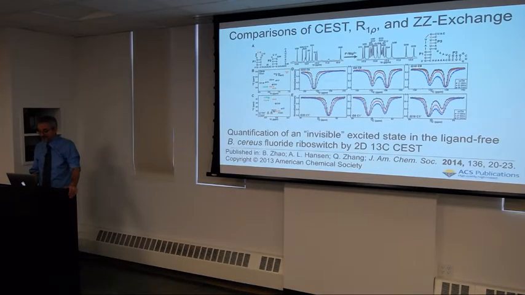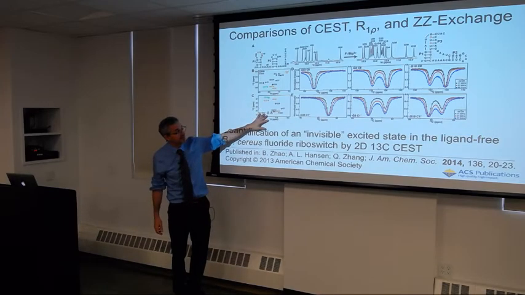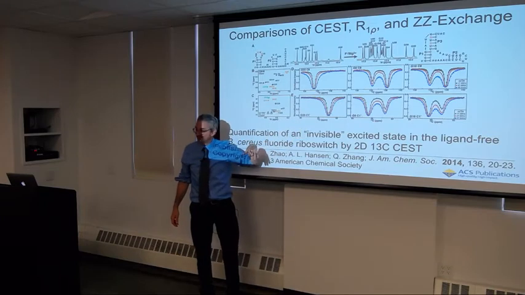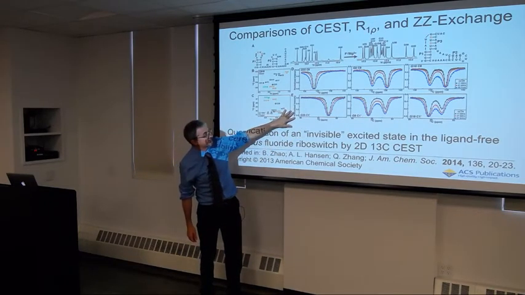Here's a nice paper by Shi Zhang at UNC, in which he took an RNA system and on that same system did CEST, R1 rho, and ZZ exchange. So this shows some of the CEST data.